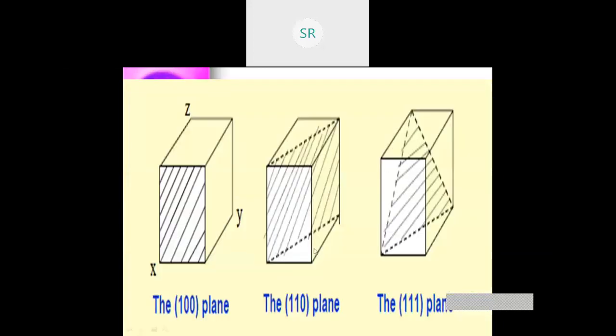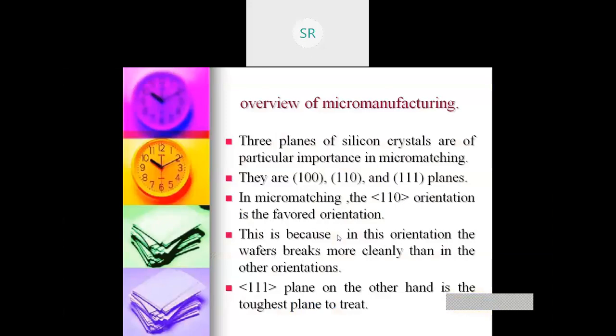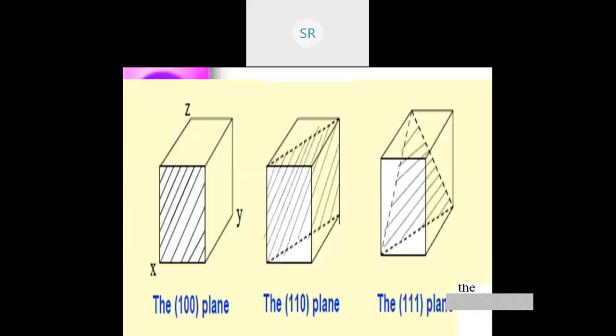That means orientation along the diagonal is the preferred orientation. This is because in this orientation, the wafer breaks more cleanly than in the other orientation. So that means if I take this as the orientation, and if I put this into a chemical etching, the final etched component along this direction or along this plane, 110 plane, is perfect.